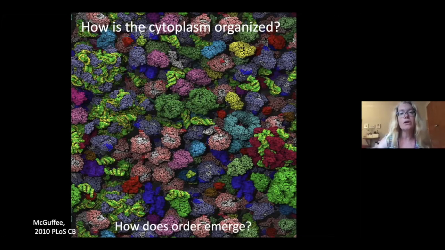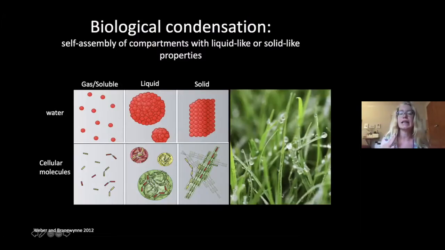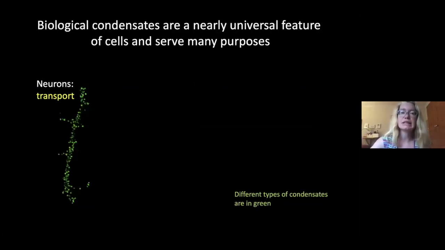It's now increasingly appreciated that molecules can self-assemble and condense into compartments that have liquid-like or solid-like properties, just like water can exist in a soluble liquid or solid-like state. This happens both in the cytoplasm and, of course, in the nucleoplasm. This is a new way of thinking about organizing biological molecules in cells.